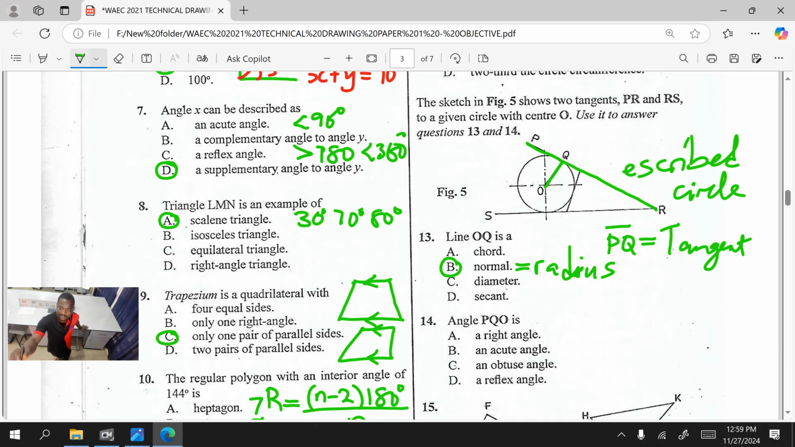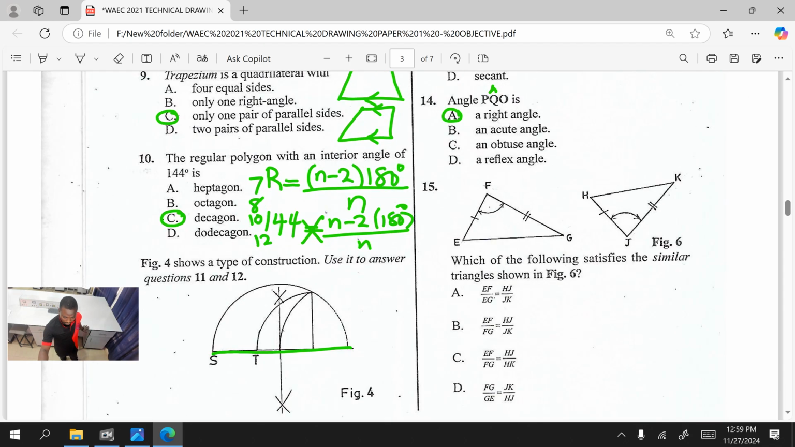So you can see the next question is asking you that angle PQO is what? Can you see? PQO, this angle. I told you the angle is always at the middle letter, like this, Q. So they're asking you what angle is formed at Q, PQO. Can you see that now? Is a what? Is a right angle. I explained to you. The center will form a right angle to the tangent.